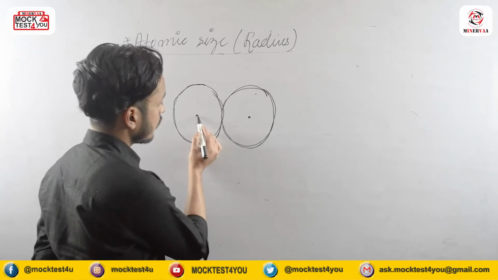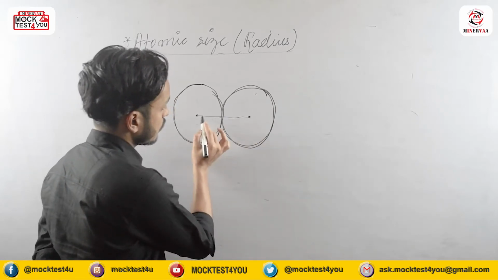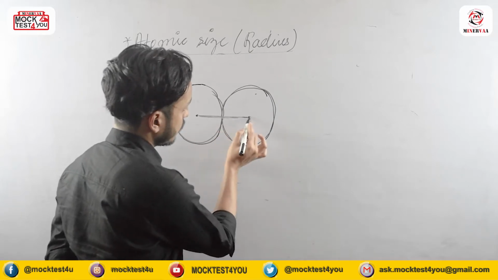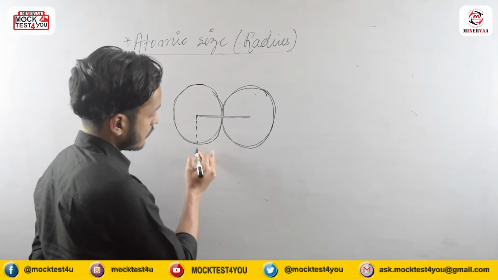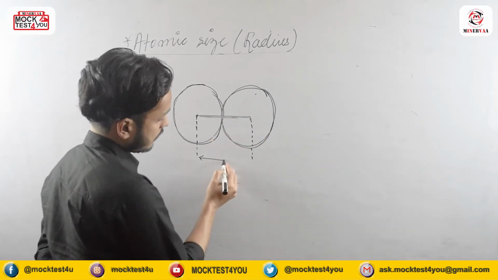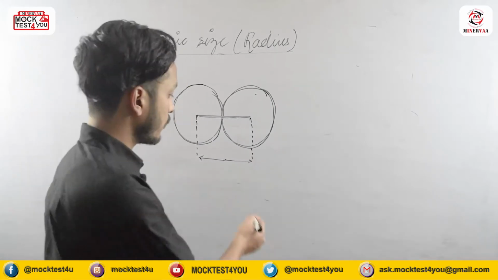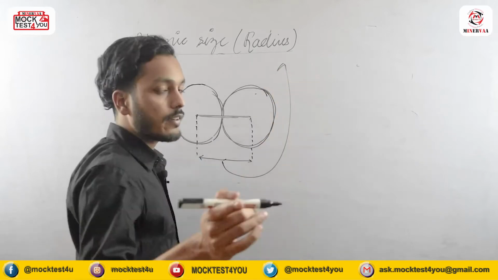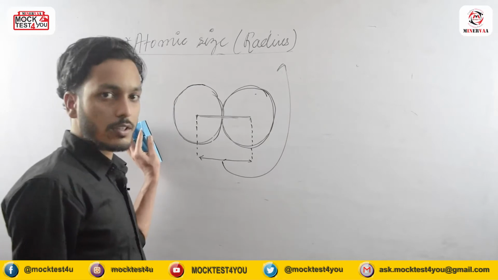It will be from here to here, and if we are coming from here to here. So this distance is called the atomic size or atomic radius. We can write it like this. I hope you have understood this. We will see the trend also. First of all we will learn the term, after that we will see the trend.